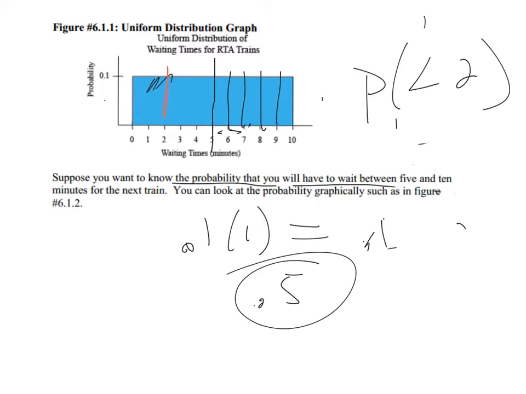Well, less than 2 would include 2 and include those 2 bars. So 2 times 0.1 is 0.2. Okay, so that's how this works when it's uniform. Pretty easy. The random variable is how long we'll have to wait, right? Okay, I think that's good enough. You'll have to answer a few questions, but in the book, they're pretty straightforward.